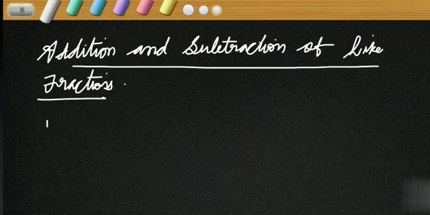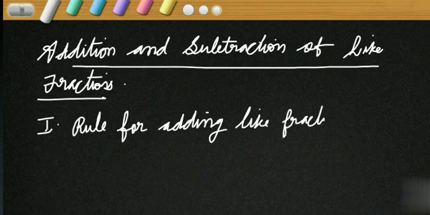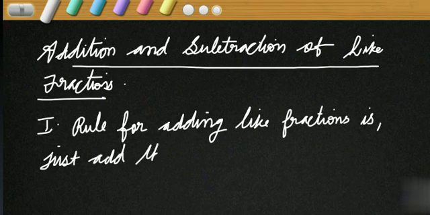First, Roman number 1, please write down rule for adding like fractions. Rule for adding like fractions is, what is the rule? Yes, just add the numerators. And what else, who can say? Just add the numerators and what else?